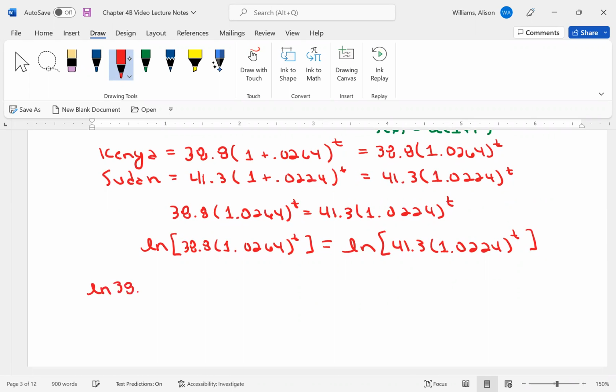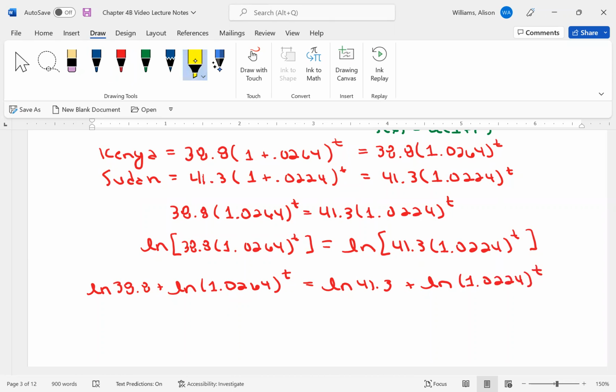So that's natural log of 38.8 plus the natural log of 1.0264 to the t equals the natural log of 41.3 plus natural log of 1.0224 to the t. Okay, now both of these are just decimals. So for the moment, I'm going to ignore the fact that there's a lot of gross writing and just know that those are just numbers that I can plug into the calculator. And I'm going to go ahead and solve for t.